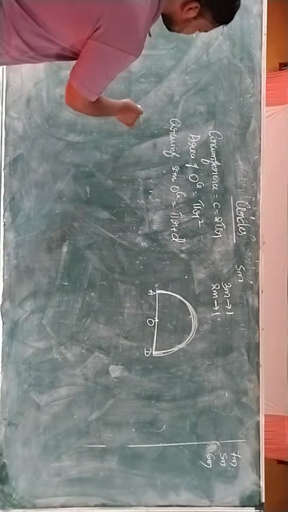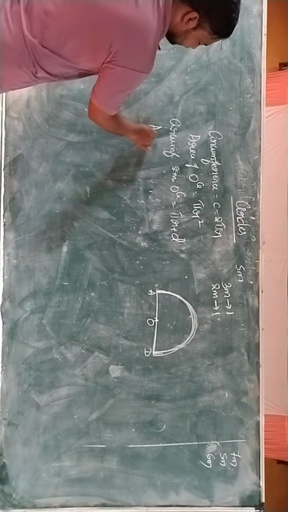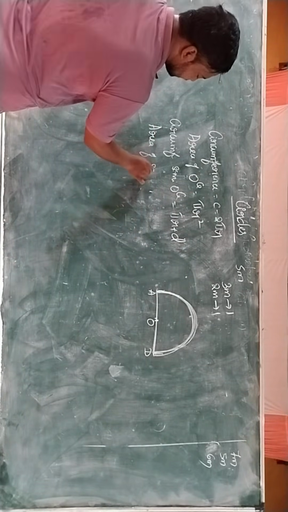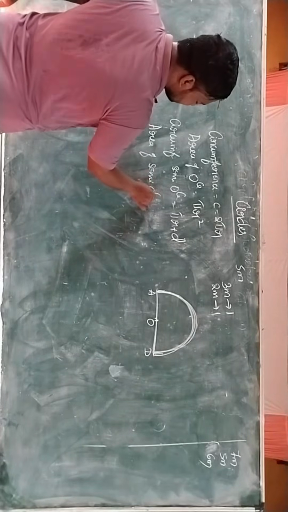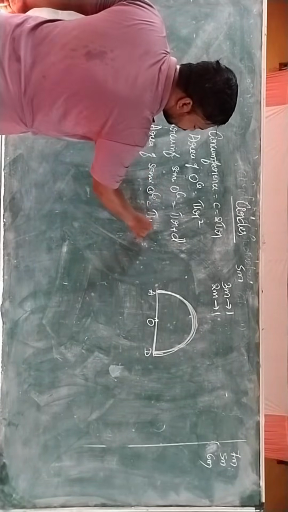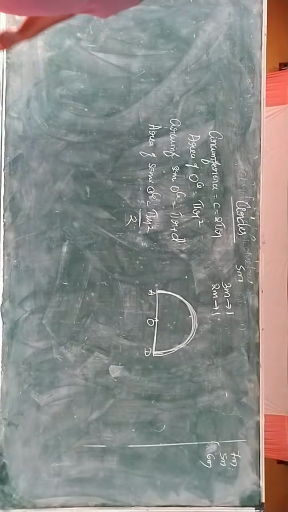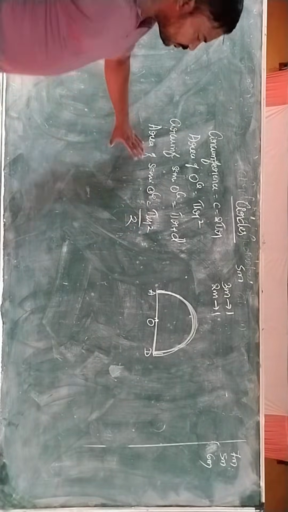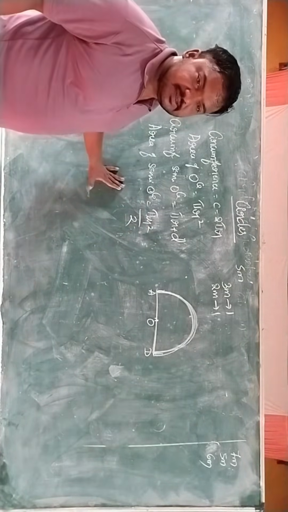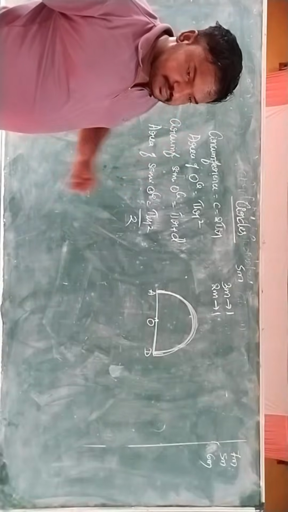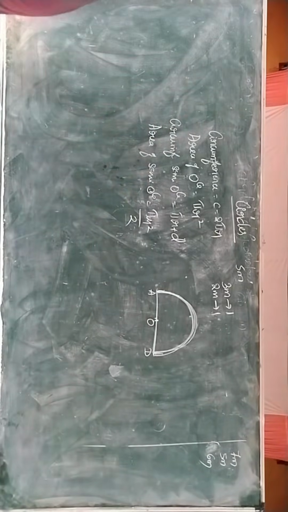The next, area of semicircle. What is the area of semicircle? Pi r square upon 2. Pi r square upon 2. So among these four formulas, one problem is fixed. Note down. One example you can note down.